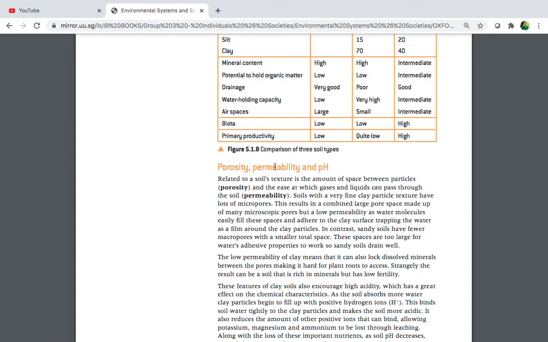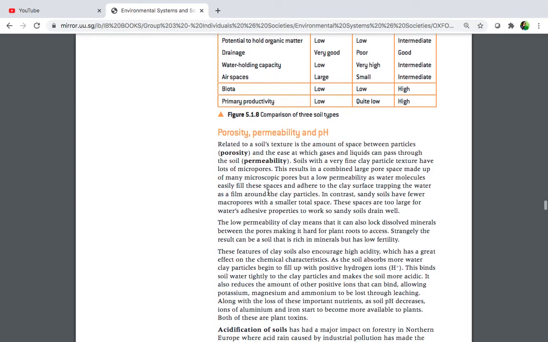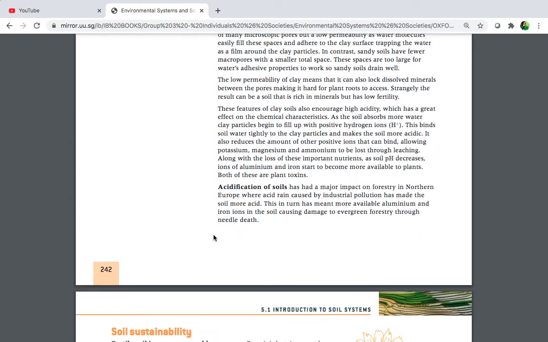When we talk about porosity, permeability, and pH, the most important thing to know related to soil texture is that porosity is the amount of space between particles. You have pictures also in the platform to understand this. And the ease with which gases and liquids can pass through the soil is called permeability. That is the most important thing that you need to know about that.